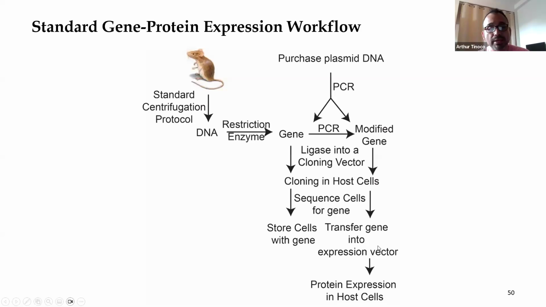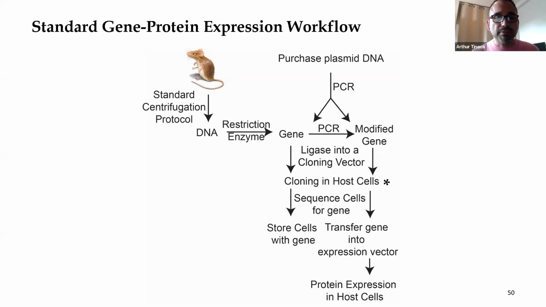Okay, to then move ahead with a protein expression, and that also will occur in a host cell. So you can stop at the gene level and then just store the gene of interest, or you can move ahead to the experiment where you want to try to obtain your protein of interest through the protein expression process.